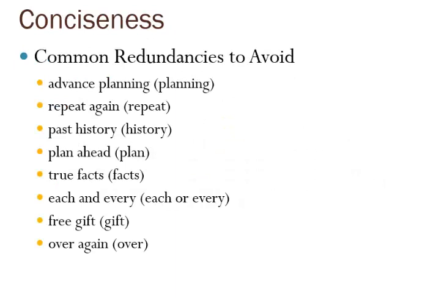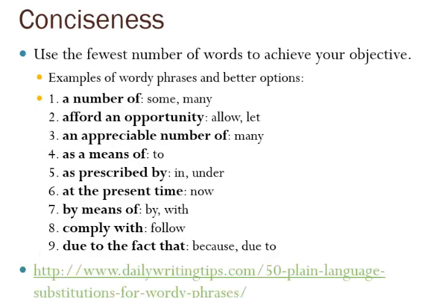Here are some examples of phrases that have really extraneous words. Repeat again. Past history. There's only one kind of history, and that's past history. There's only one kind of facts, and that's true facts. Even a free gift, which you see all the time in advertising, is a redundancy in business communication. A gift, by definition, is free. We're going to try this over again. It's better to say we're going to try it over, or we're going to try it again, but to say over again is a redundancy.